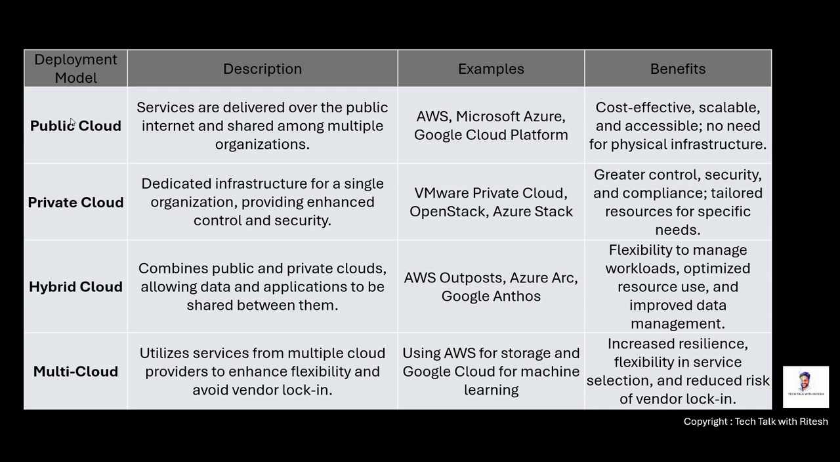Then we have hybrid cloud. Basically a combination of these two, it combines public and private clouds, allowing data and applications to be shared between them. And the examples are, of course, AWS, Google, Azure. They all provide hybrid cloud as well. Okay, benefits would be flexibility to manage workloads, optimize resource use, etc.